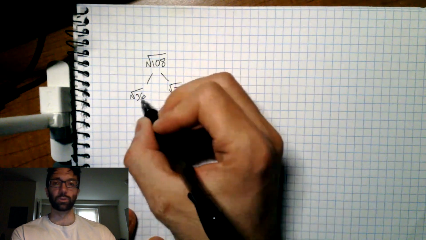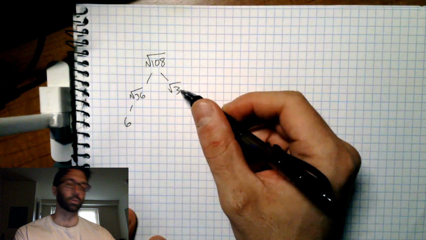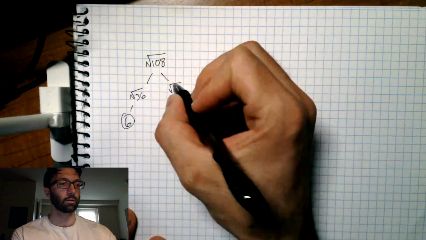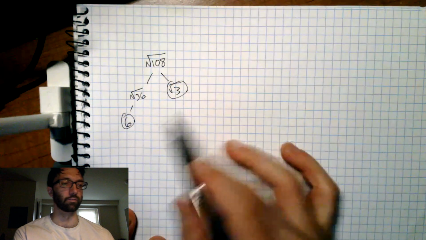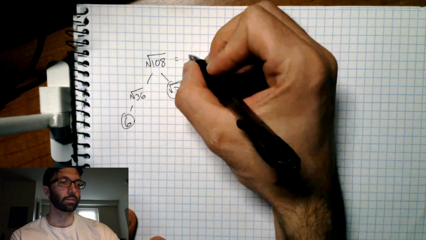And I know what the square root of 36 is, that's just 6. And the square root of 3 is as simplified as that gets, so again, I multiply the ends of my branches together, and I get 6 root 3.